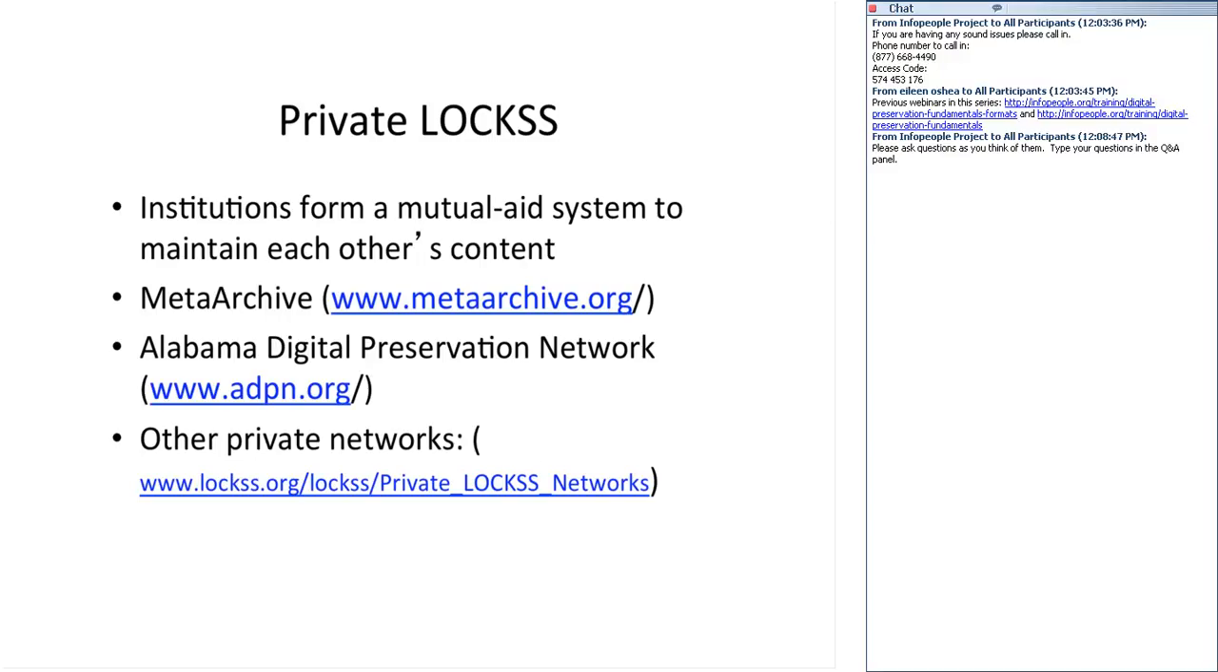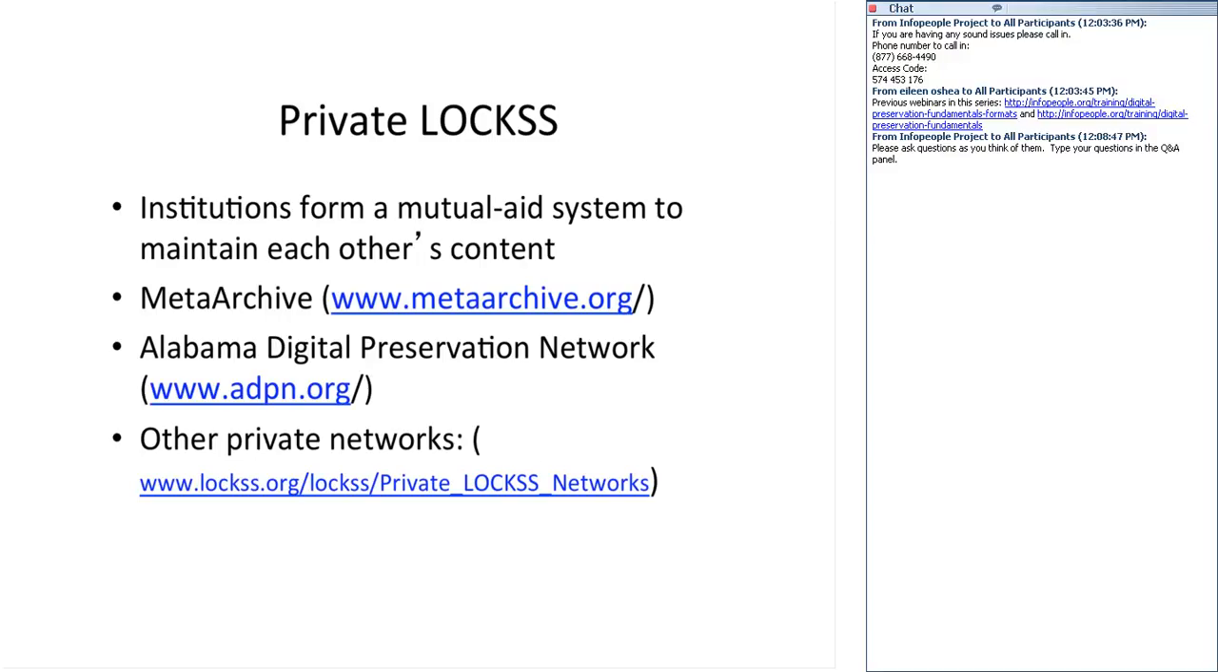So they provide an extra layer of security and insulation. The standard LOCKSS system really is fairly open. It crawls the open web. A private LOCKSS network crawls a private network that's set up particularly for the purpose of digital preservation. So institutions in a private LOCKSS network form a mutual aid system to maintain each other's content.